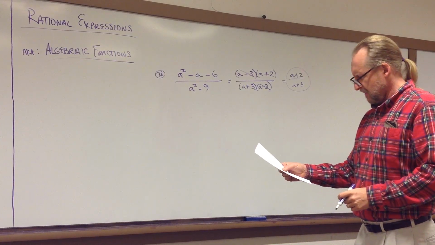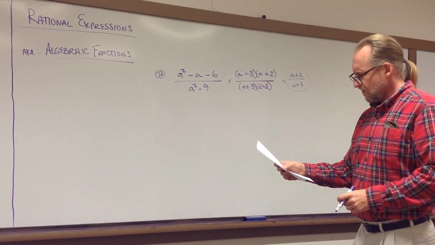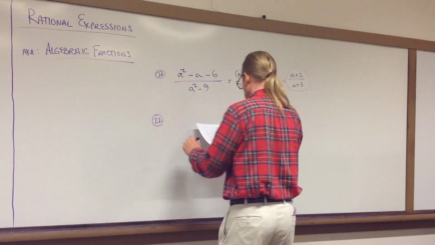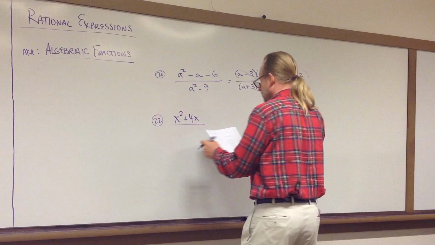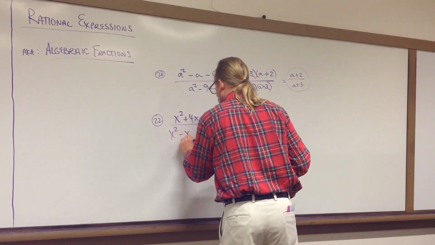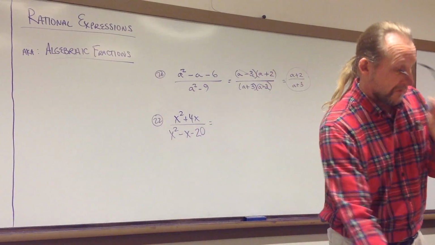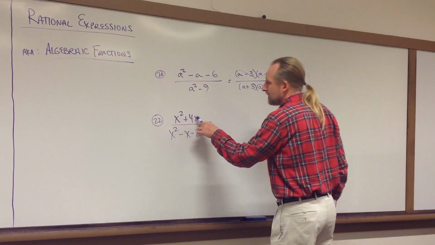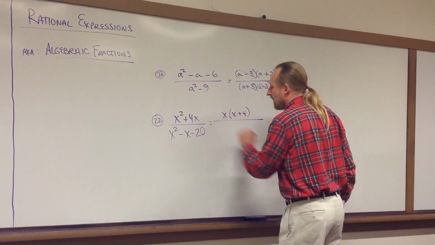Okay. Let's do one more here, problem 22. x squared plus 4x on top, x squared minus x minus 20 on the bottom. Okay, so the top, you've got a common factor here, right? These both have x in them, so factor out the x on the top.